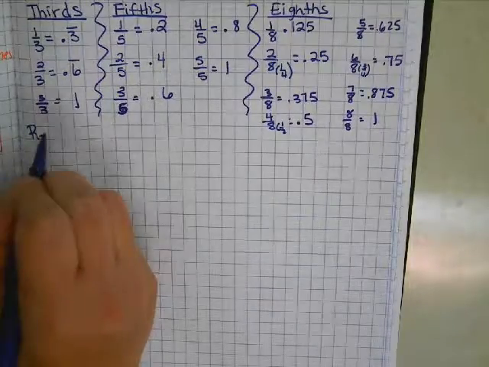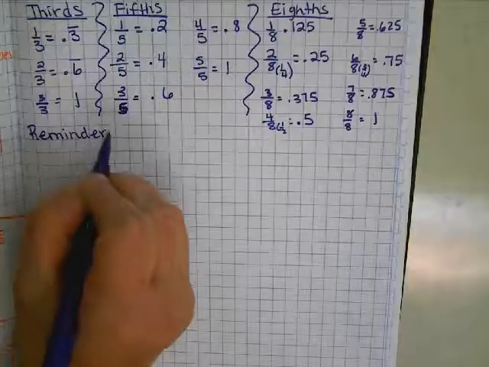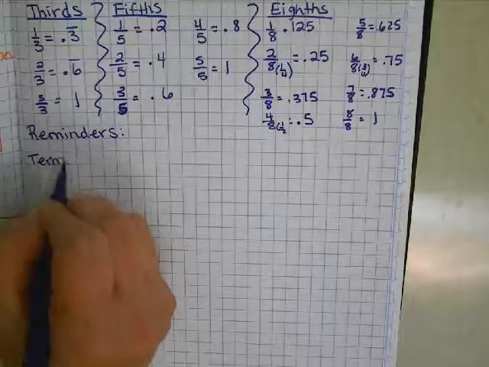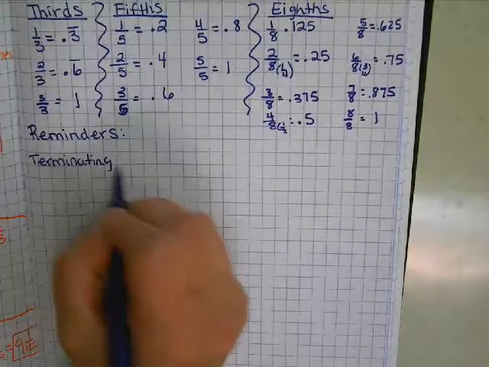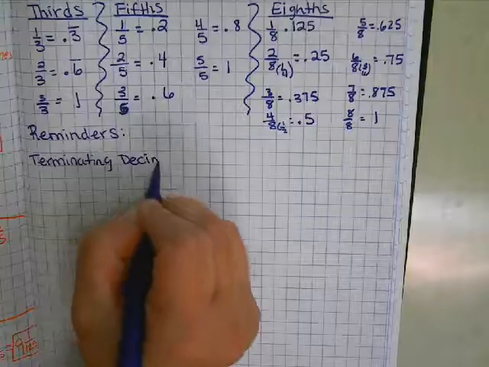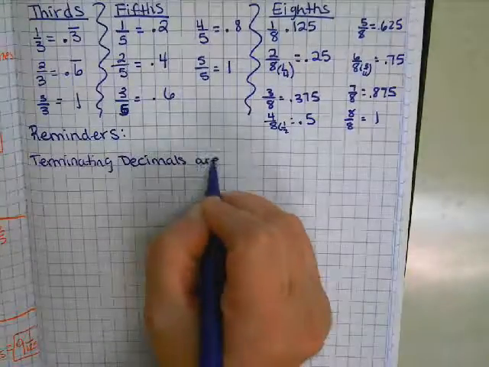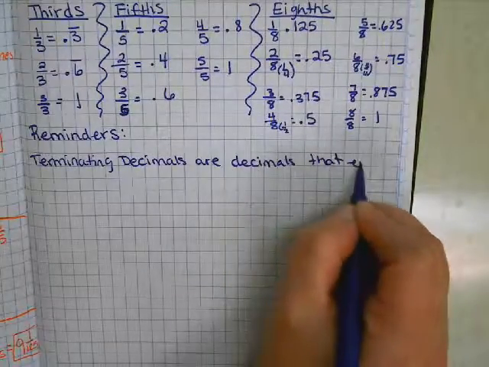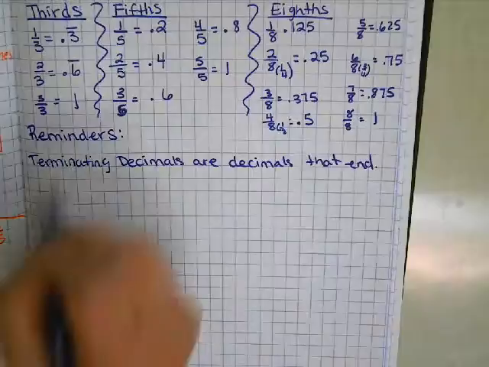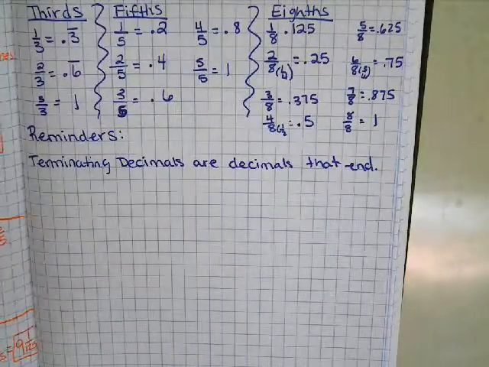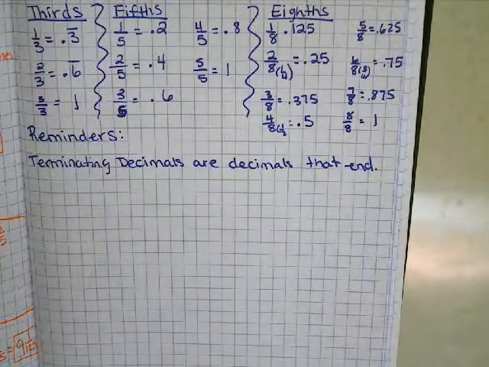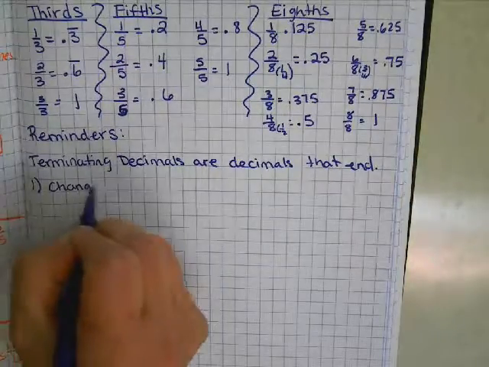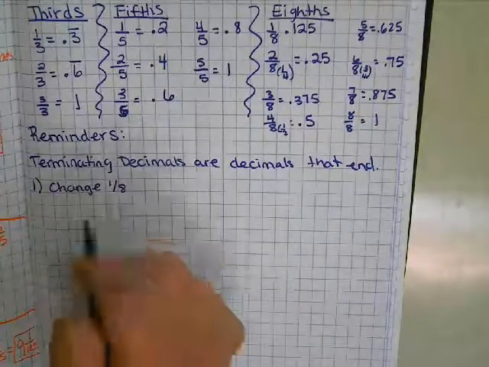And we got a few reminders here. Terminating decimals are decimals that end. So they're decimals that end. So we're going to practice two that are terminating decimals. One, we're going to change 1/8 to a decimal.